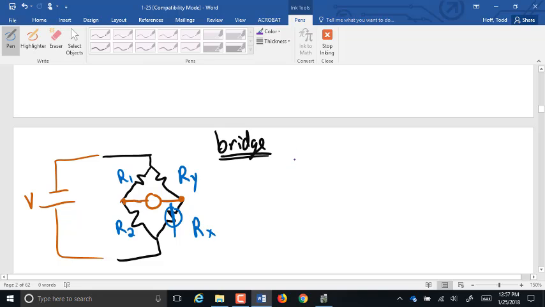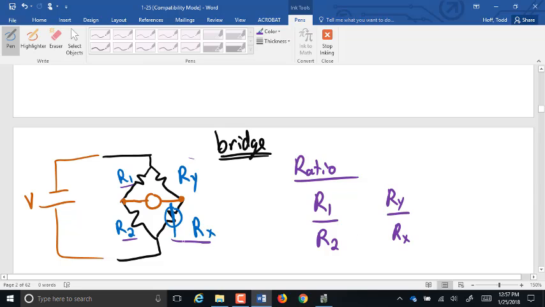The bridge ratio is either R1 to R2 or R2 to R1. If that ratio, R1 to R2, matches the ratio on the other side of the bridge, RY to RX, that's why this is a variable resistor. You can change that resistance until, you know variable resistors are called potentiometers, you can vary the resistance to balance that. If those two ratios are equal, zero current flows over here. If you increase this resistance, current will start to flow that way. If you decrease that resistance, current will start to flow the other way. So you can cause current to flow in either direction.